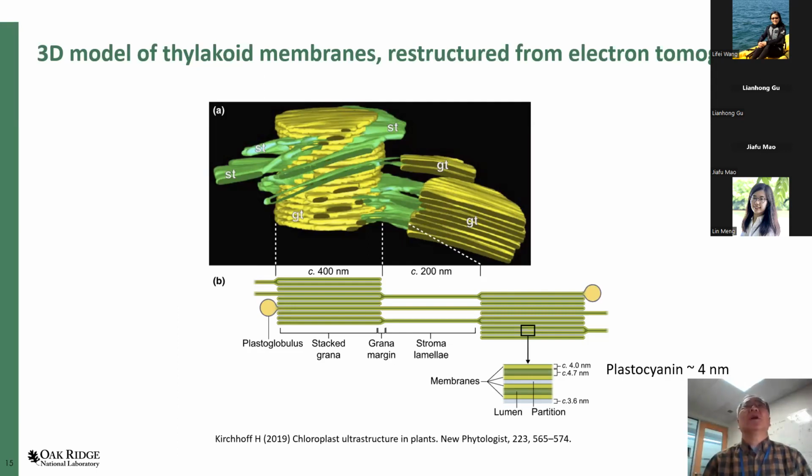The internal space of each thylakoid is called a lumen, with a thickness of 4.7 nanometers, and the membrane has a thickness of about 4 nanometers. The gap between two neighboring grana is called a partition. It has a thickness of about 3.6 nanometers. This ball is called plastoglobulus, which acts as a lipid reservoir.